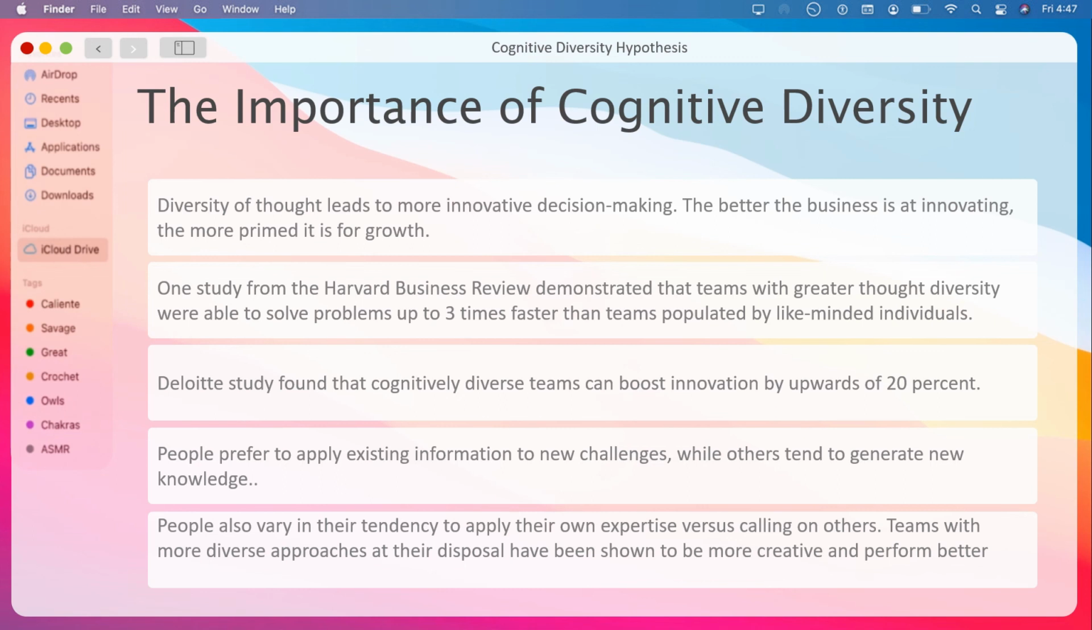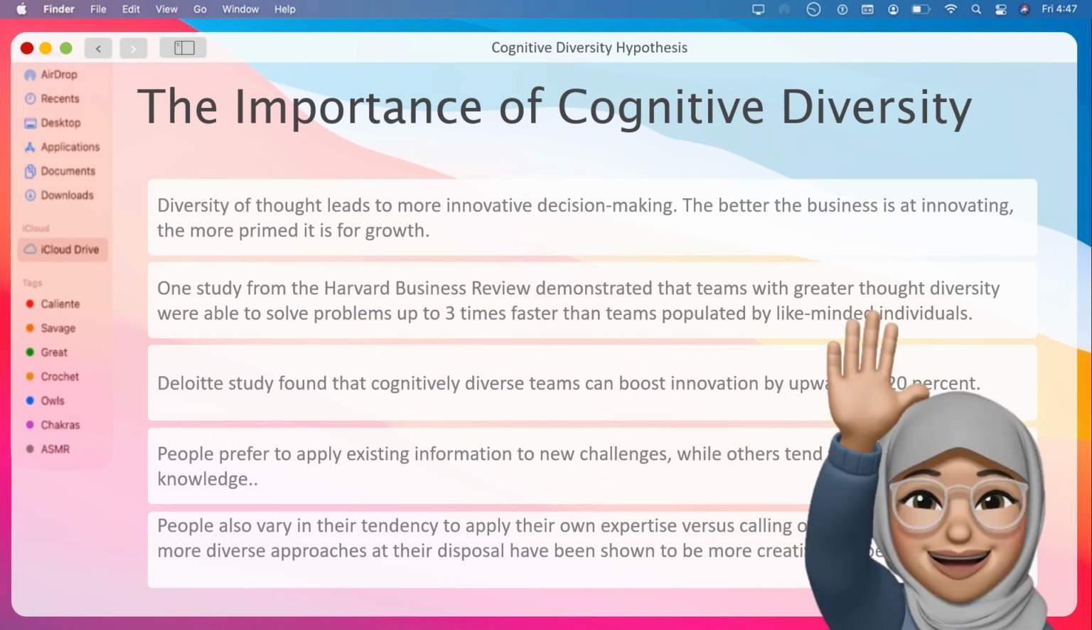Based on the sources that I found, the researchers found that some people prefer to apply existing information to new challenges, while others tend to generate new knowledge. People also vary in their tendency to apply their own expertise versus calling on others. Teams with more diverse approaches at their disposal have been shown to be more creative and perform better.